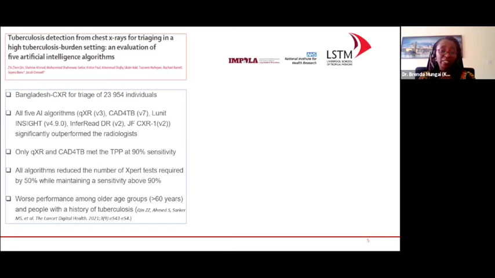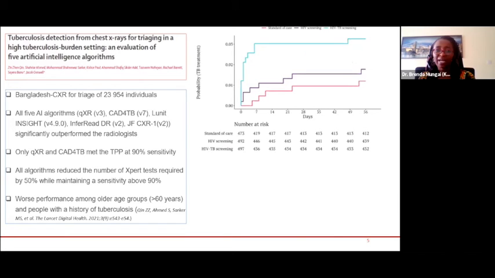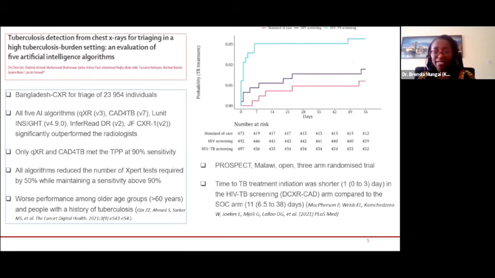In their study, and you'll see this was also a finding in our study, worse performance was seen among older age groups and people with a history of tuberculosis. Another study by McPherson et al. in Malawi showed that when you use X-ray and CAD for screening, in an HIV setting, time to TB treatment initiation was shorter compared to the standard of care, which is asking about the symptoms, and then, once the symptoms are there, screening the patients.